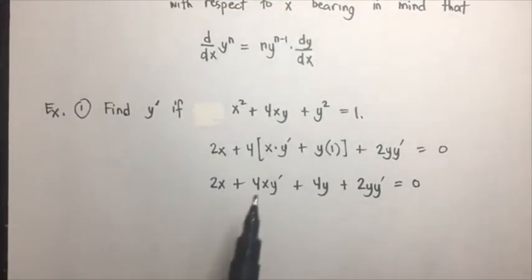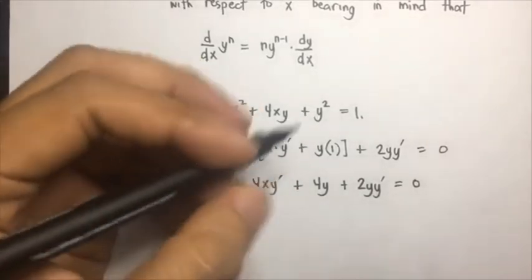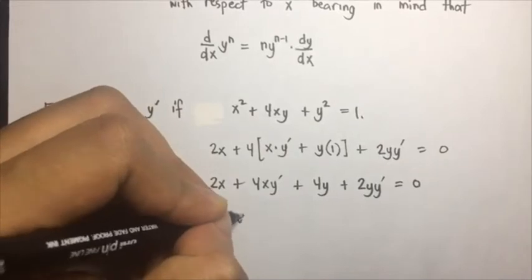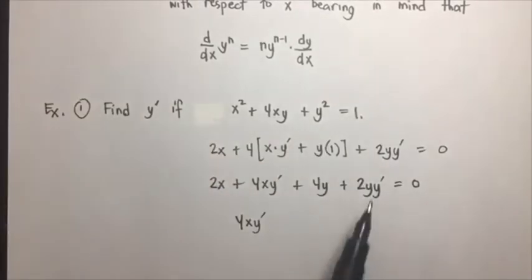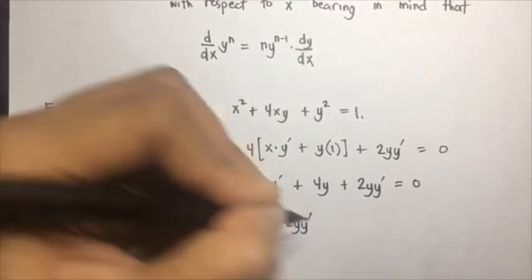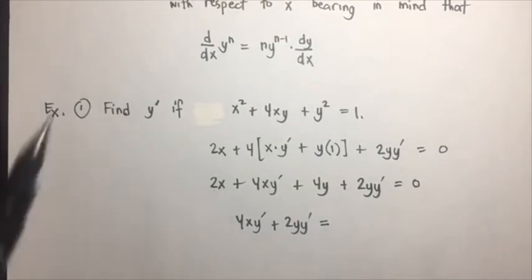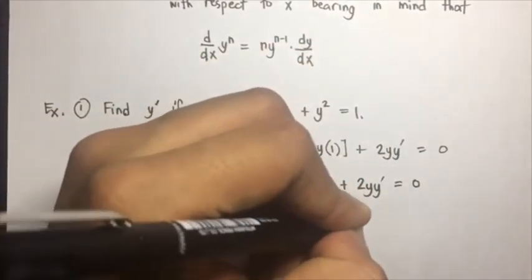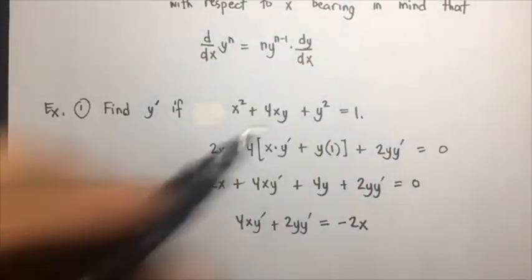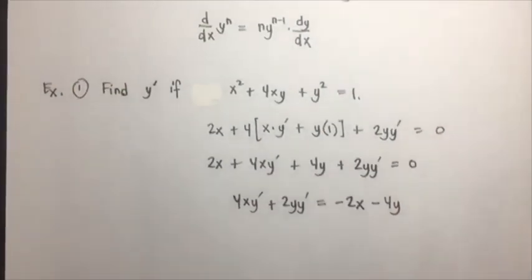As I've said, those terms without y prime, transpose on the other side. So we will have 4x y prime plus 2y y prime is equal to, transposing 2x, it will become negative 2x, transposing 4y, it will become negative 4y.